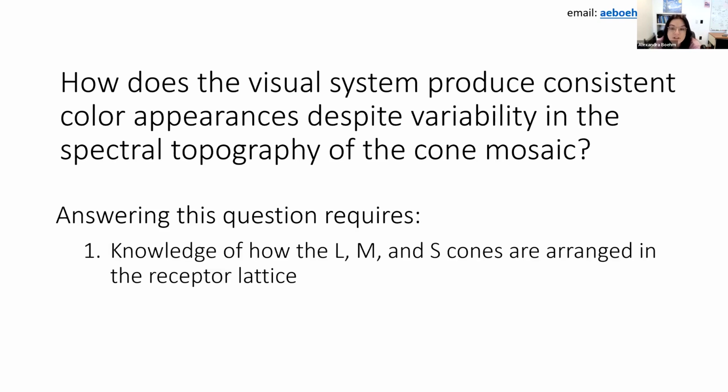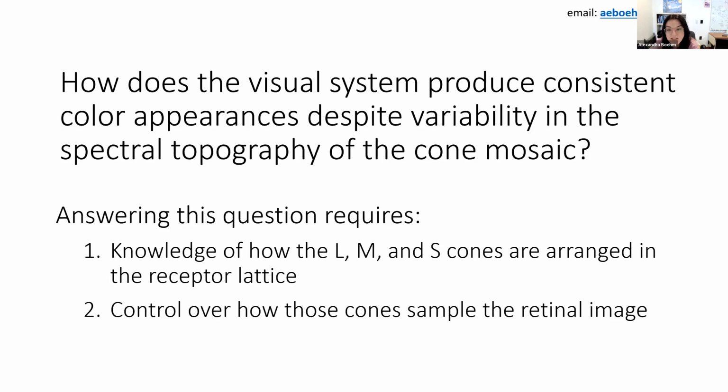So first, we need knowledge of how the L, M, and S cones are arranged in the photoreceptor lattice, which, as we've already seen, varies substantially between individuals. So we really need to be able to identify what these cones are in our specific subjects. And second, we need control over how these cones that we've spectrally identified sample the retinal image, or more specifically, the stimulus that we're presenting to them.